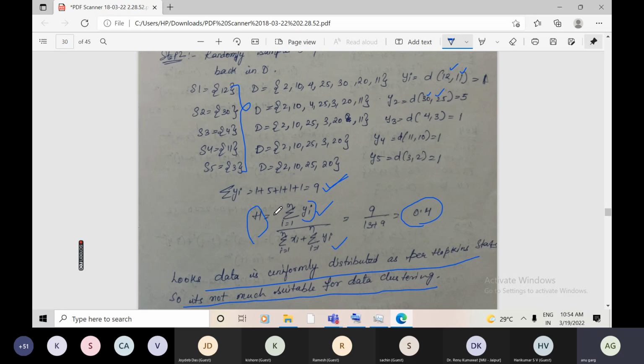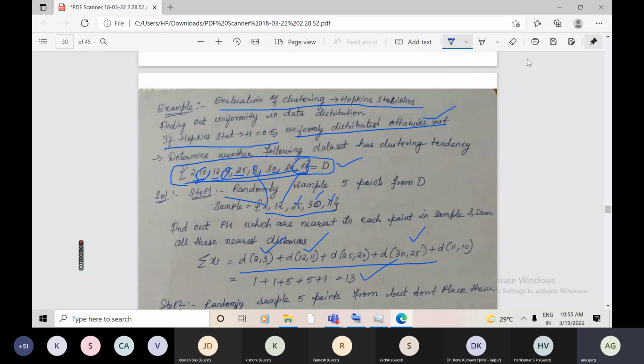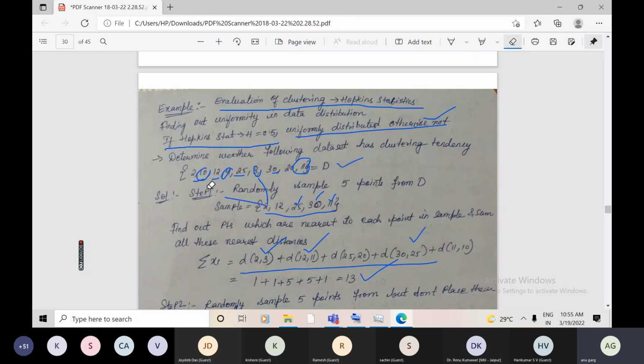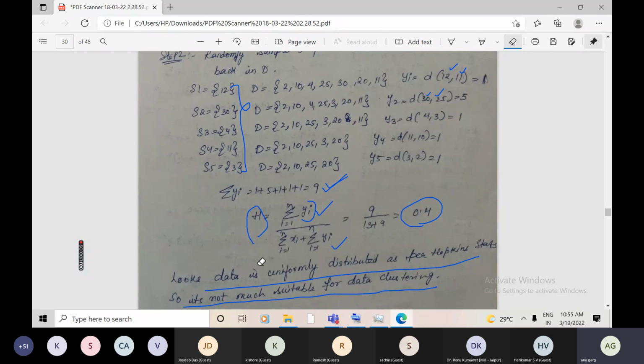Okay, but what I will suggest is, in order to understand it properly, you should try with different samples. Like here we took 2, 12. So you need to try out with different ones, taking 2, 4, 3, 11 or 10, 12, 25, like that. We should find out this H value and then see whether we are always getting a value closer to 0.5 or not.